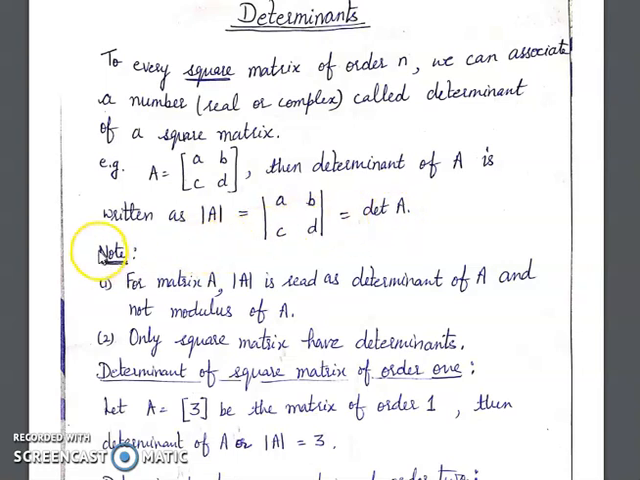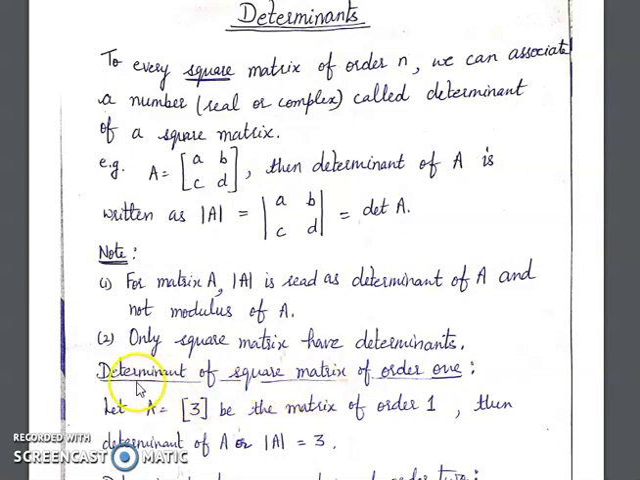Now note that for matrix A, det A is read as determinant of A and not modulus of A. Remember this. And second thing, only a square matrix has a determinant. For a rectangular matrix, we cannot find the determinant.